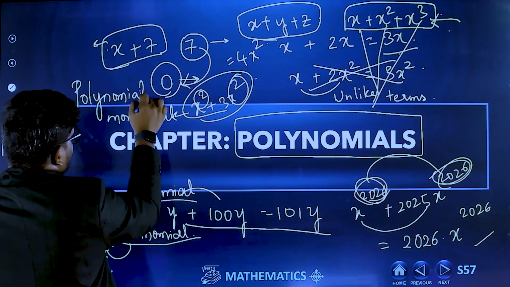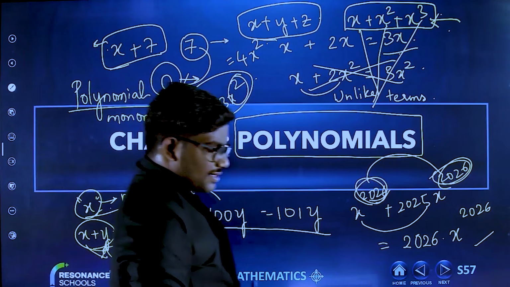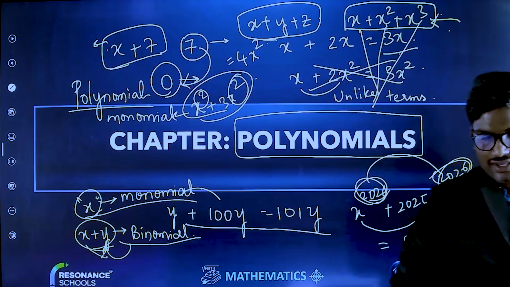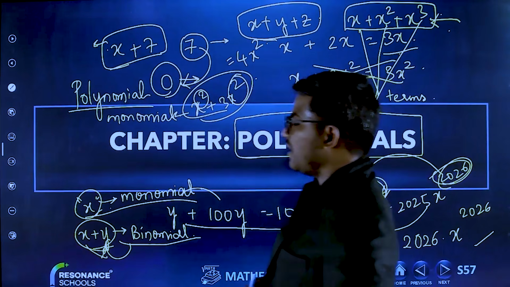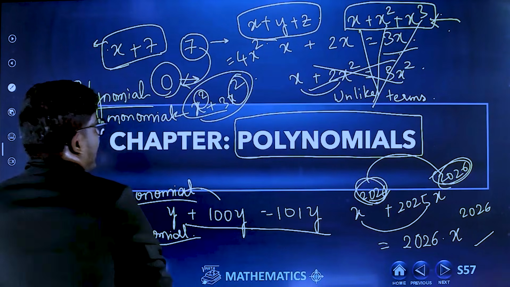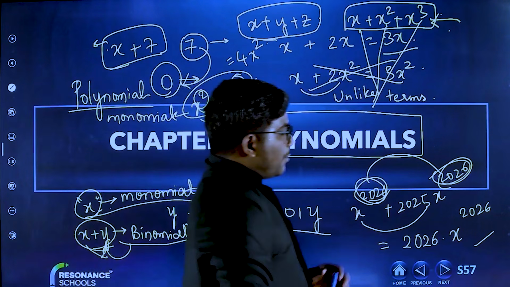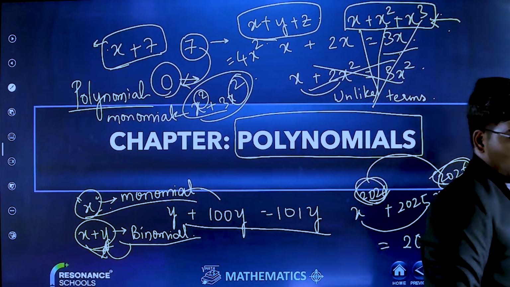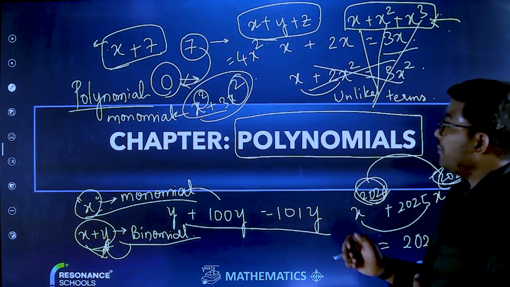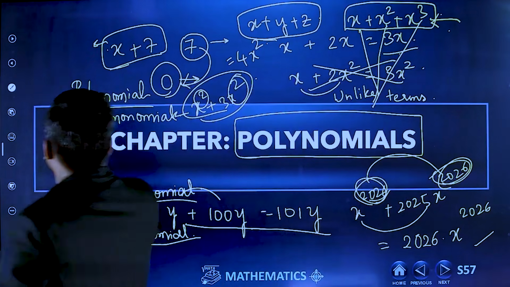Polynomial is a generic word. Polynomial is not particularly restricting itself to the degree of the expression or the number of terms in the expression. Polynomial is something that in general refers to an algebraic expression of any format.